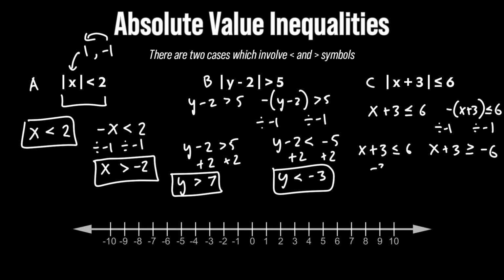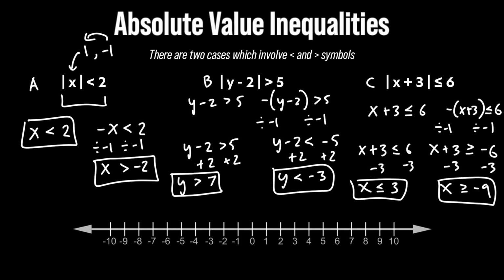Now we're going to subtract 3 from both sides, so we're going to get x is less than or equal to 3, and this other one we're going to get x is greater than or equal to negative 9. x is going to be a value that's less than or equal to 3, so closed circle, and it's going to be greater than or equal to negative 9, closed circle. So the interval is going to be what's between these two points. Looks something like this, so this is C.